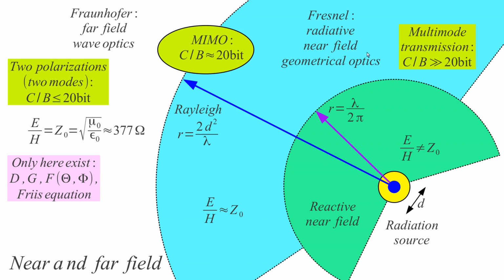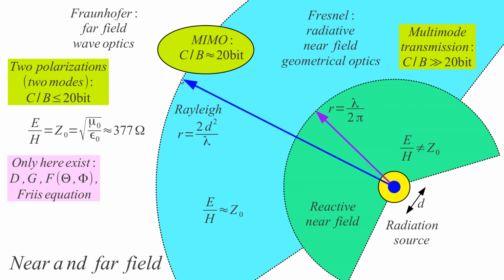At the boundary between this Fraunhofer region and the Fresnel region, we have what we call today MIMO. MIMO is also multi-mode transmission, but limited to more than 2 modes, still a low number of modes. So here we may achieve spectral efficiency around 20 bits, and this is where MIMO comes. Of course, massive MIMO is trying to move into the radiative near field, further close to the transmitter, to have more modes available.